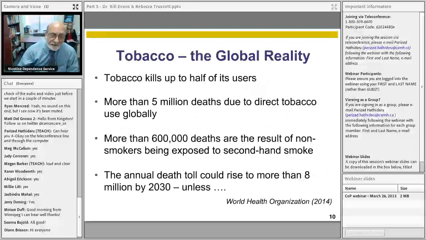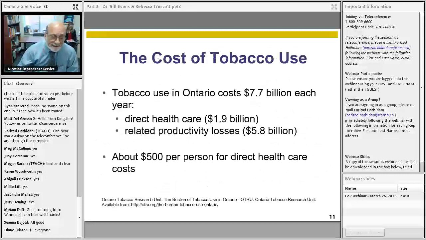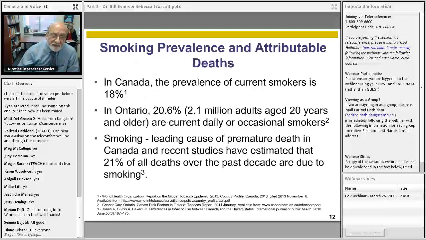And this annual death toll will continue to rise to more than 8 million people by 2030 unless we, as people engaged in tobacco cessation, convince governments and patients and others to give up on smoking. In Ontario, it's a huge economic cost. Some of it's direct healthcare costs, close to $2 billion of costs treating people with various smoking-related diseases. But there's also the loss of productivity, the real human cost, estimated at almost $6 billion. And when you average that out for the population of Ontario, which is about 3.6 million, it works out to about $500 per person for direct healthcare costs related to smoking.